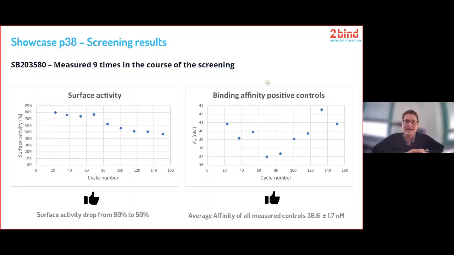This is also underlined by the fact that the affinity, which is even the more important control here, of the control to P38 is unchanged. If you check the epsilon axis, we're circling around 40 nanomolar in the 9 measurements. This is all the same. So we can be quite sure that what we have done is proper and that the assay is valid.